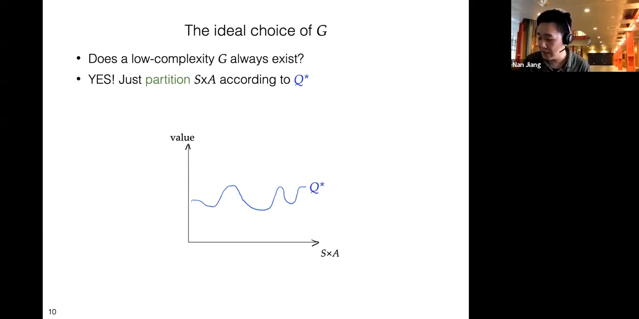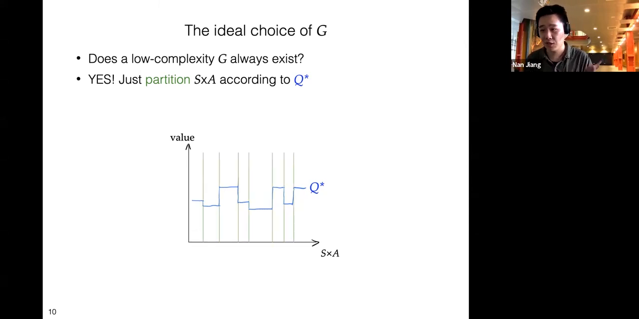Well, the good news is that this function class always exists up to small errors. And the reason is very simple, right? Suppose I know the Q star of the problem, as illustrated here. What I can do is essentially partition this state action space according to the Q star value. The first thing I would do is discretize the output of Q star, say up to some epsilon discretization error. And that's why you now see that Q star takes the shape of step functions.